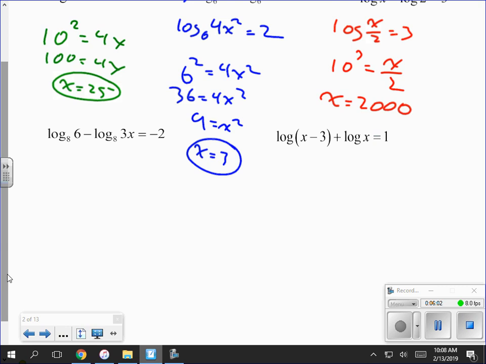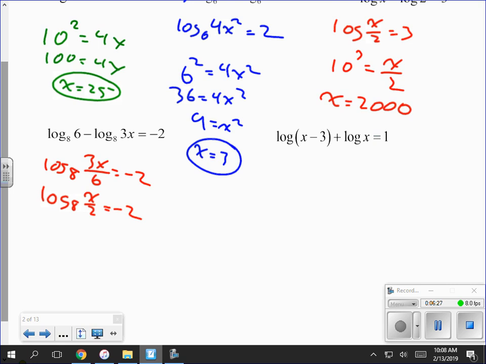Same thing on this one. Combine them up. Log base 8 of 3x over 6 is equal to negative 2. And I can simplify the 3x over 6 at any time I want to do that. I can do it now. So that's log base 8 of x over 2 equals negative 2.